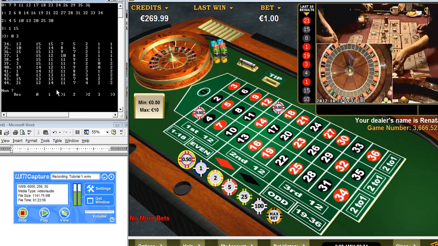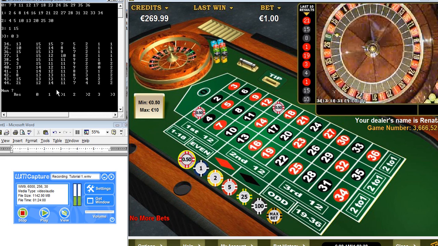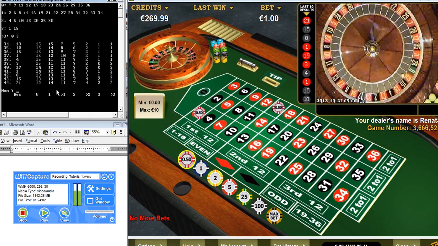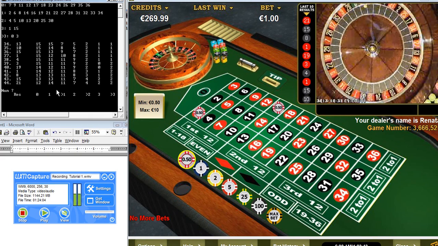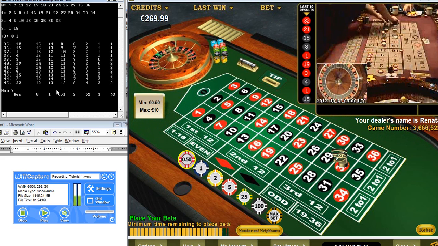So let's see if we can get a 1 or a 15. Wouldn't that be a hoot if I got 2 in a row? Oh my God, look at that. Look at that. Right next to the 15. Gee, God, that hurt. There it is.